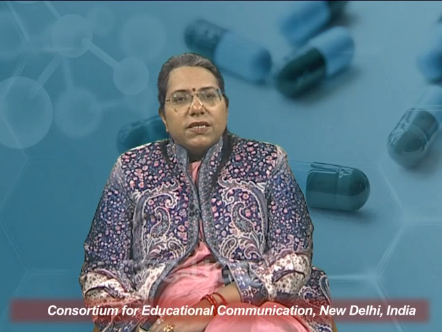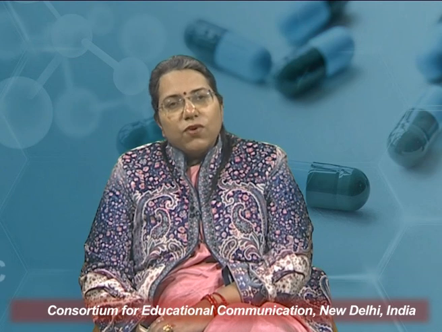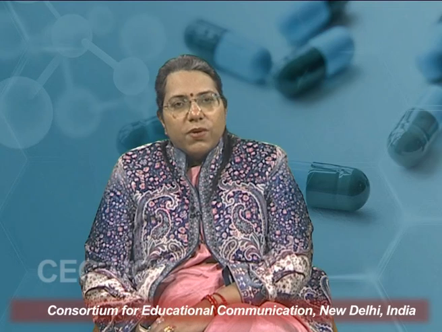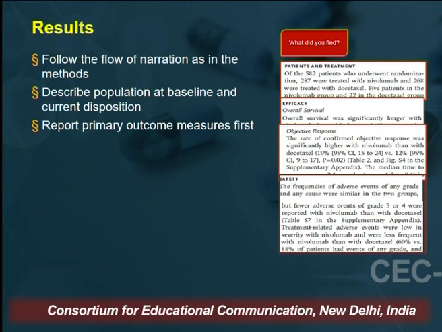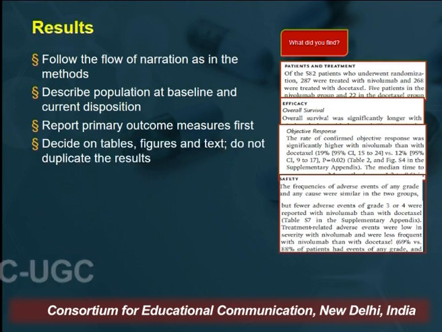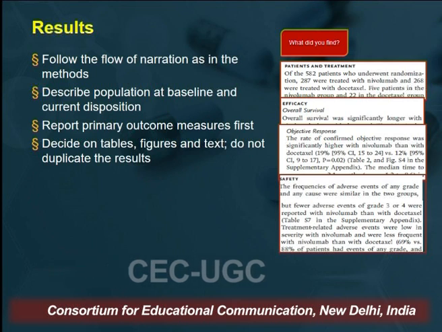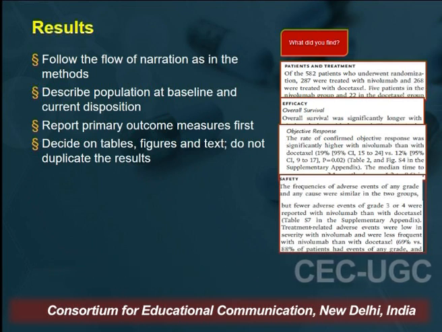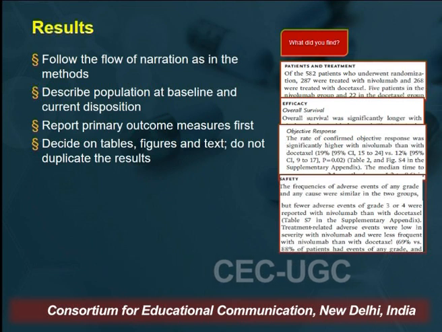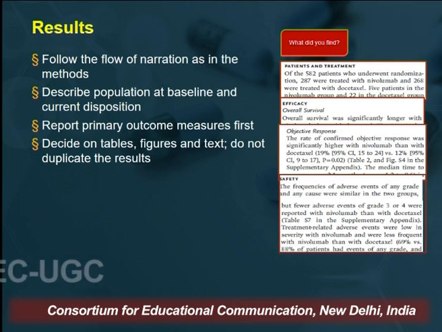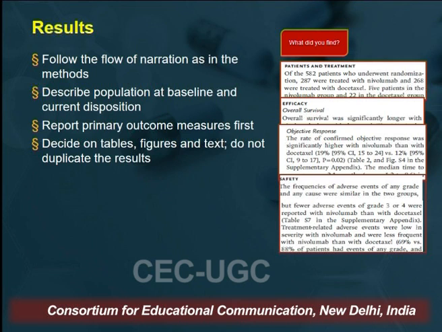Describe the population at baseline and current disposition. You have to describe what kind of population was part of your particular study at the baseline, at the day when you selected them. Then report primary outcome measures first, then describe the tables, figures, and text. Do not duplicate the results. What you have already described in your table or figure, you don't need to add in the same detail into your text. You can just say the summary of variable A has been described in table 1.